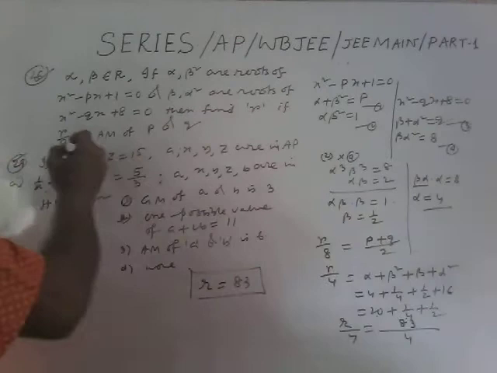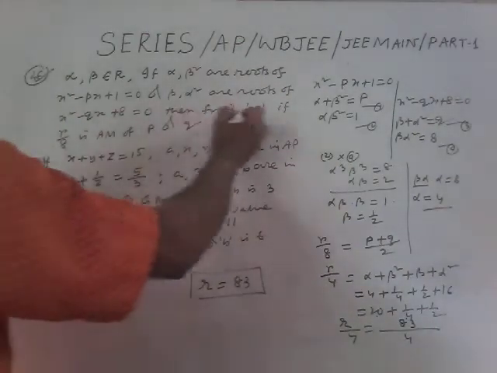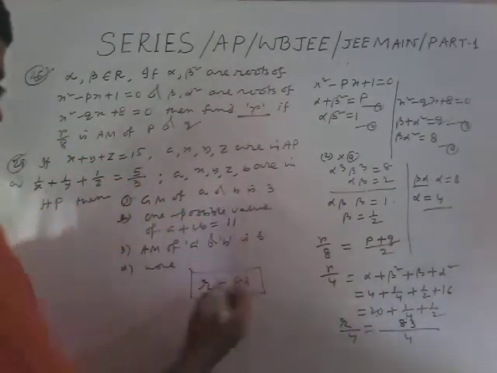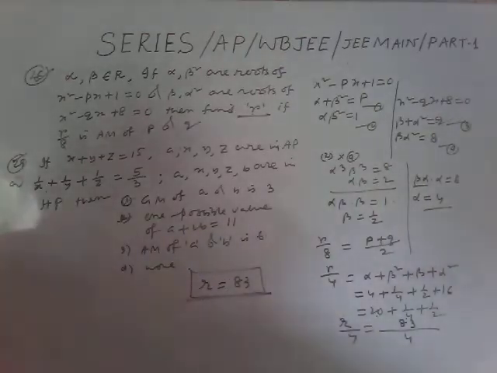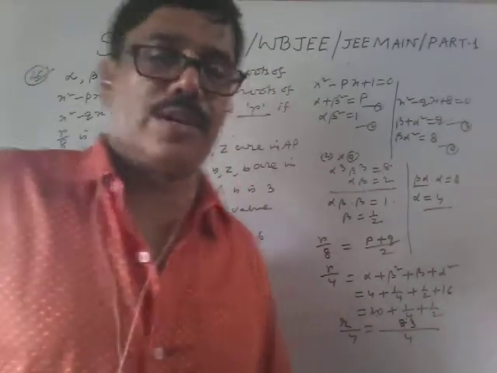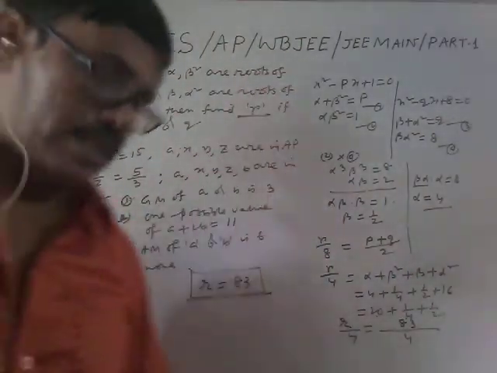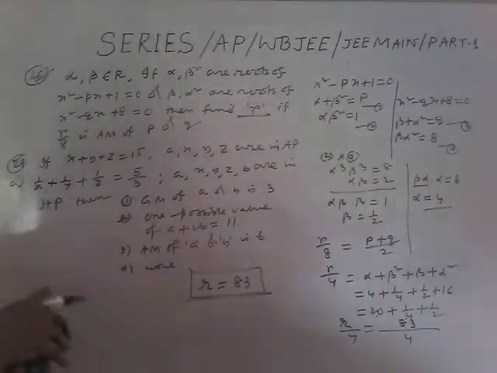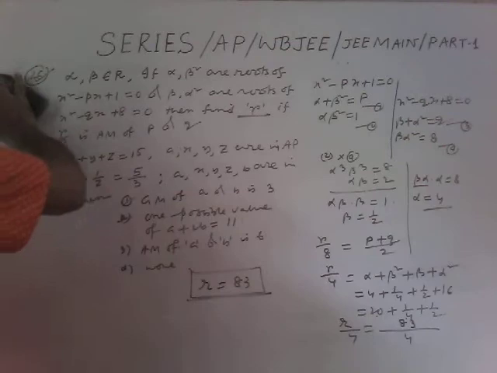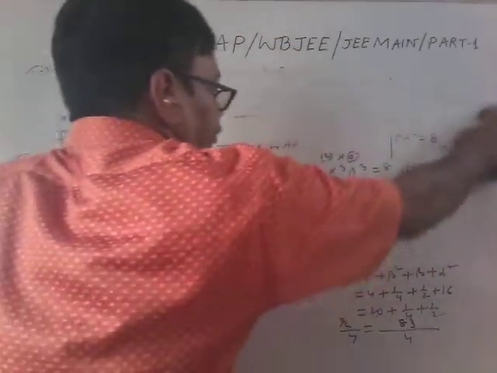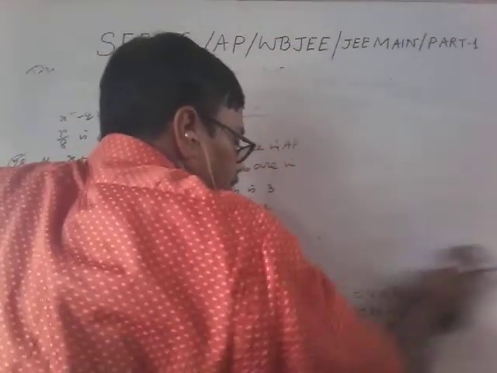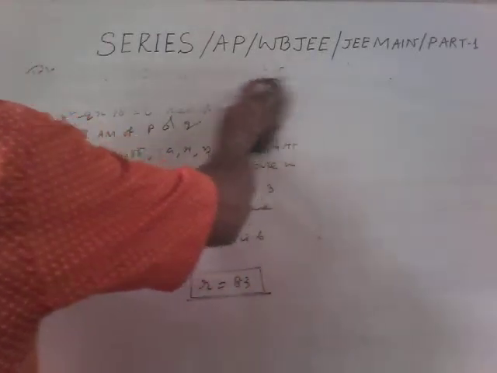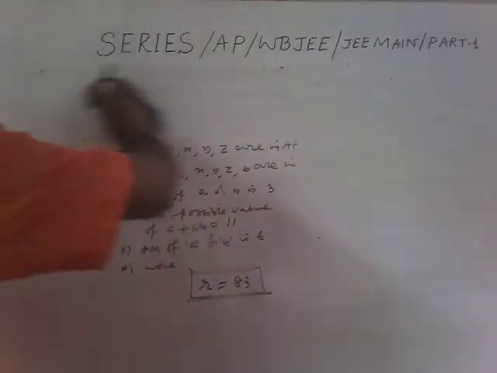So we have to find r. What is r? r equals 80. So it is a combination of quadratic equation and AP. Next, problem number 29.